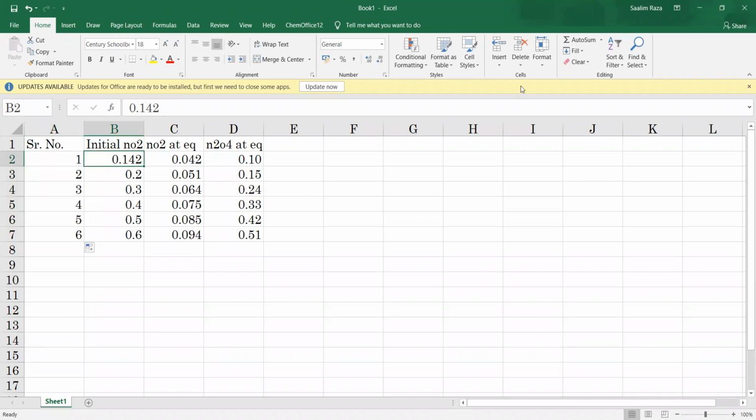In the first experiment, I had the initial concentration of NO2 as 0.142 molar. Got it, guys? Initially, NO2's concentration was 0.142. Then the reaction happened. After the reaction, I will have N2O4 here. At equilibrium, I found that this concentration has lowered to 0.042. Obviously, it was reactant, so it will get lowered. And at equilibrium, the concentration of N2O4 was 0.10.